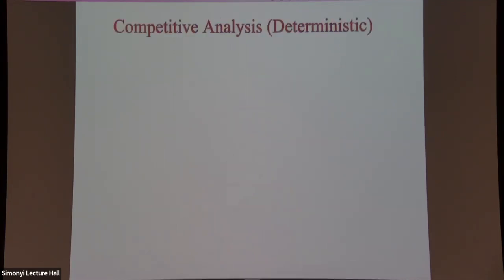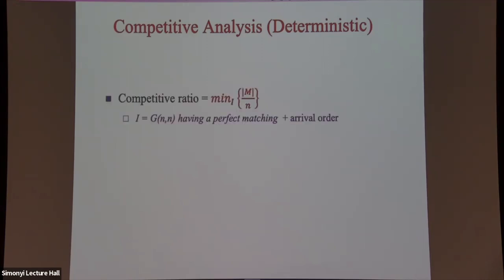So the thing to do here is called competitive analysis. That's the technical word for the kind of approximation you look for. And it's defined to be like this for deterministic algorithms. For any algorithm, its competitive ratio is given by the minimum over all instances of the size of the matching produced divided by n, because we'll always assume that the instance has a perfect matching, which has, of course, size n. And the instance also has encoded in it the arrival order of the buyers. And so this is the worst case analysis, over all graphs and arrival orders, okay?